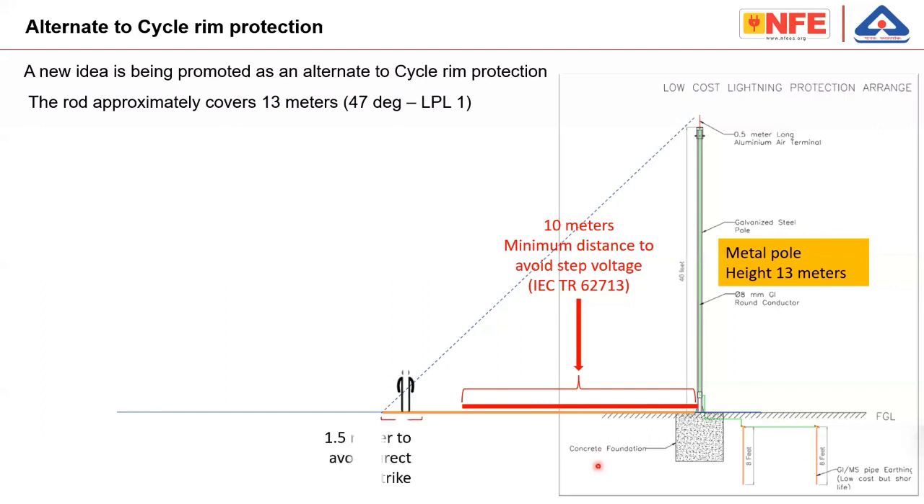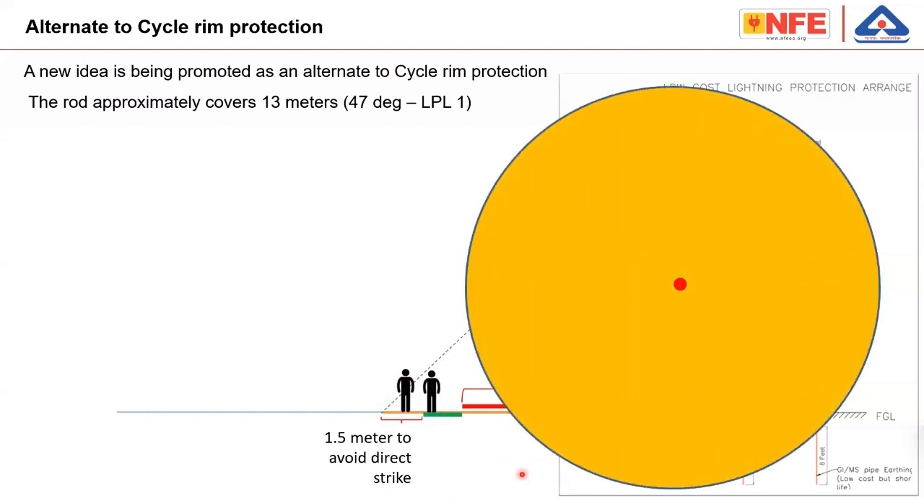So if you are moving 10 meters away, if you go to the corner and make a 45-degree angle, a person who is standing at the last 1.5 meter is not protected, because lightning may be hitting his head. You are exposed. So if you make this kind of an installation, this is the entire area, let us say 45 degree, which is claimed to be the protected area.